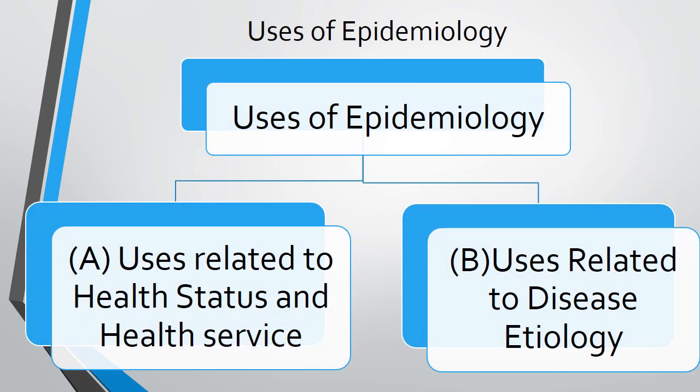Then next we will see about uses of epidemiology. There are mainly two uses, and under that also we will see the description. First one is uses related to health status and health services. And next, what are all the uses related to disease etiology?